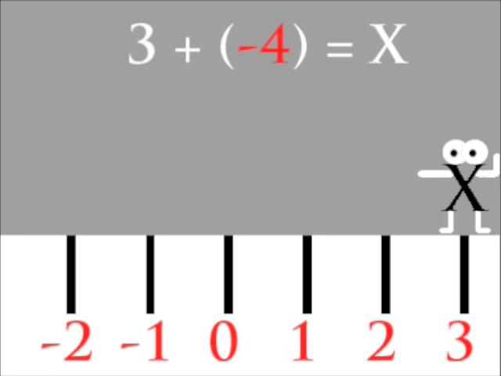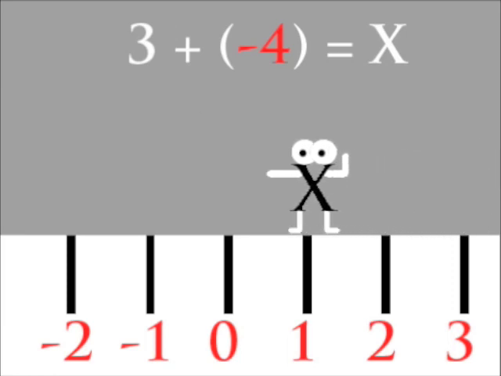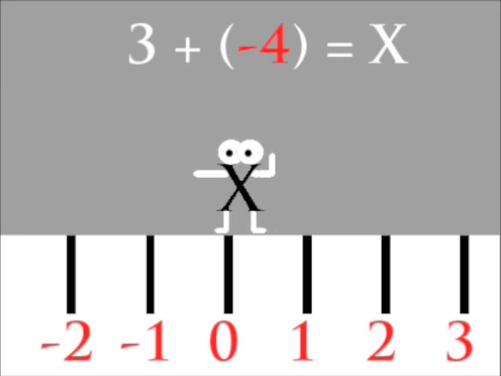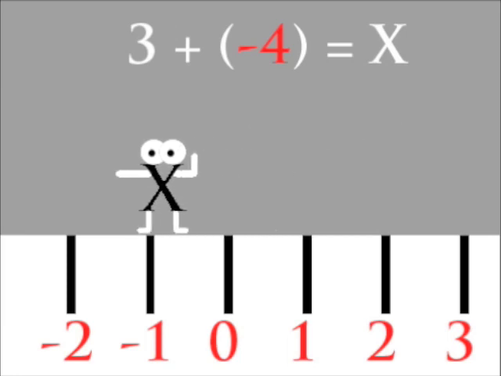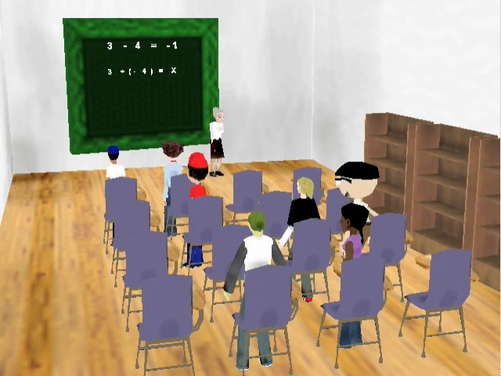We will be moving 4 times. 1, 2, 3, 4. The x is now positioned at the negative 1 position. Therefore, 3 plus negative 4 is equal to negative 1.